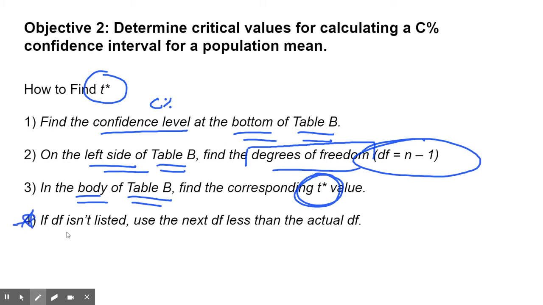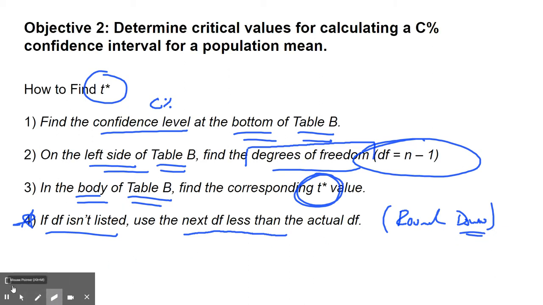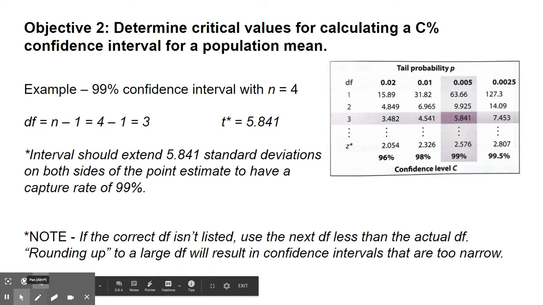So this is important: if your degrees of freedom isn't listed, use the next degrees of freedom less than the actual one, which means round down. Round down. Okay. And we'll talk about that in our example.